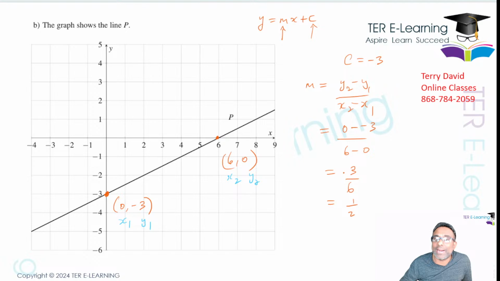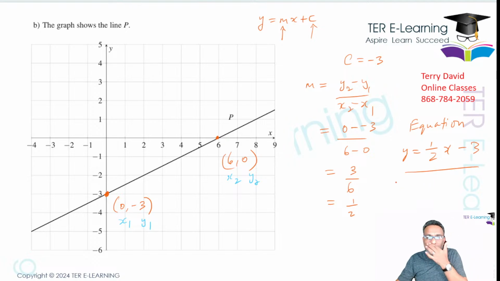So therefore, the equation of the line is given by y is equal to a half x minus 3. So this is the answer here. y is equal to a half x minus 3.